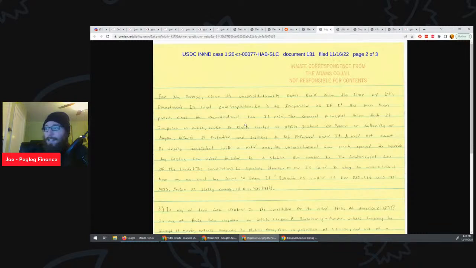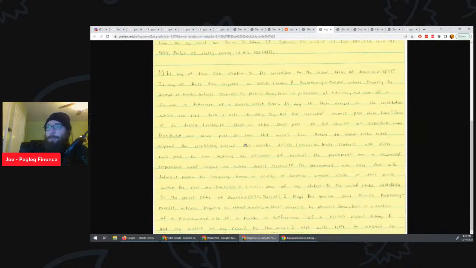An unconstitutional law cannot operate to supersede any existing law. Indeed, insofar as statutes run counter to the fundamental law of the land, the Constitution, they are superseded thereby. No one is bound to obey an unconstitutional law, and no court is bound to enforce it. Bonnet v. something or other, and Norton versus Shelby County. Number 3, is any of these false allegations in the Constitution for the United States of America?